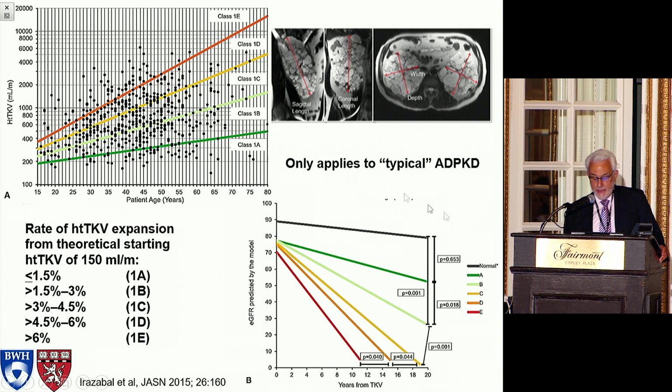And these classes translate into these predicted rates of GFR progression. So for example, this is a class 1A, this is a class 1E. This classification only applies to typical ADPKD, that is where you have cysts scattered throughout both kidneys.